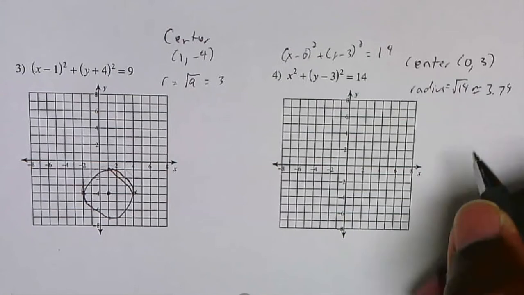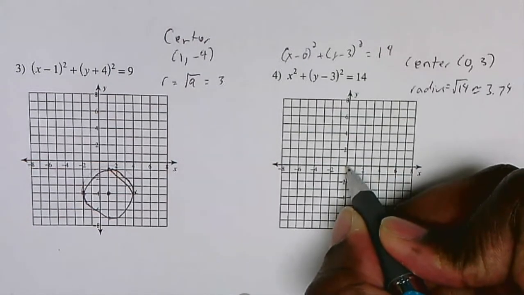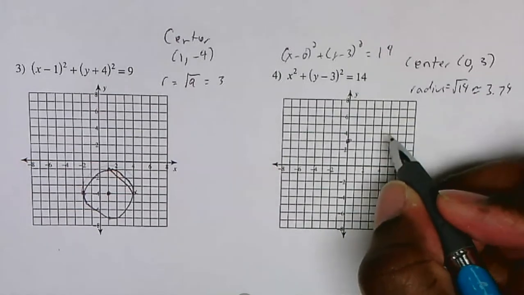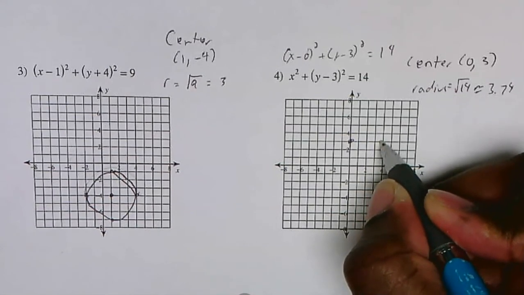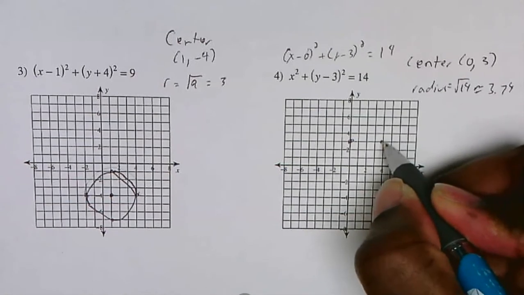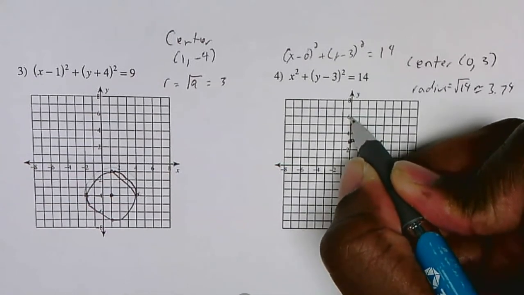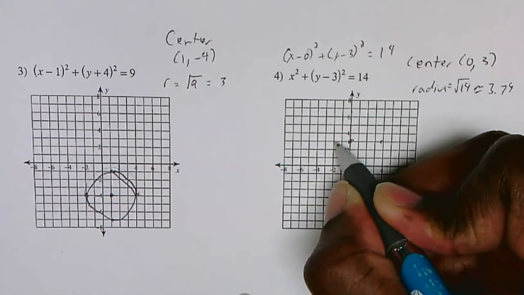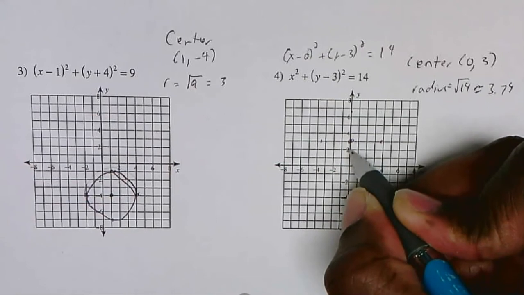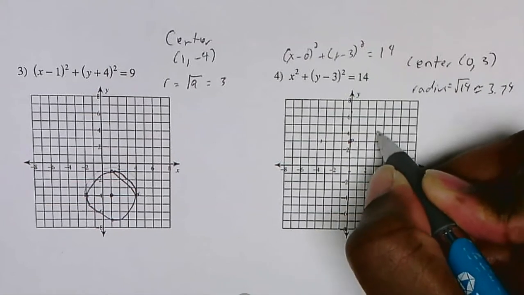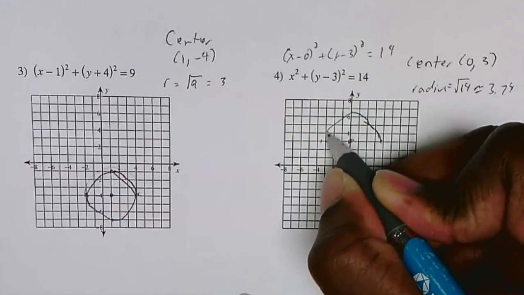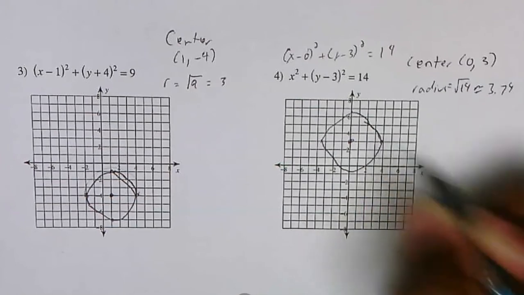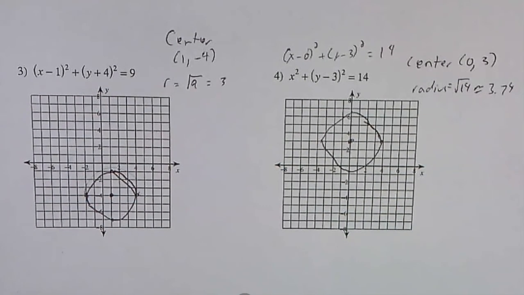So if I graph that, my center is (0, 3), so that's 0, then up 3. If I go over 3.74, I'm going to go almost to 4. So 1, 2, 3, that's more than halfway. So I'm going to guess it's around there. So this is the point on the circle. And go up 1, 2, 3, then about there. And go over 1, 2, 3, and then roughly here. And go down 1, 2, 3, and then roughly here. So if I connect those dots, best I can, that's a pretty decent circle. So that's it.